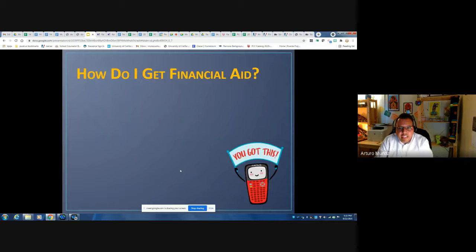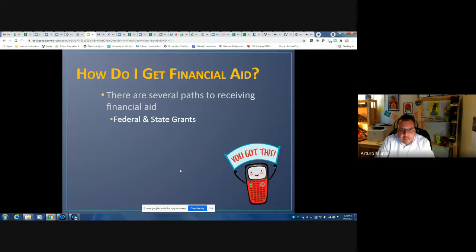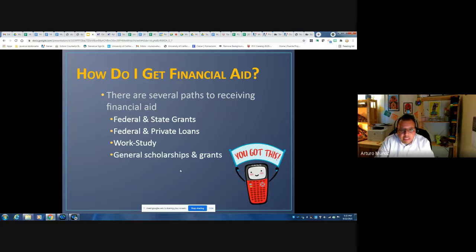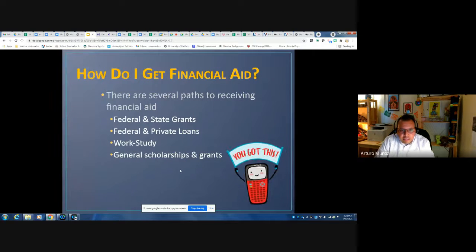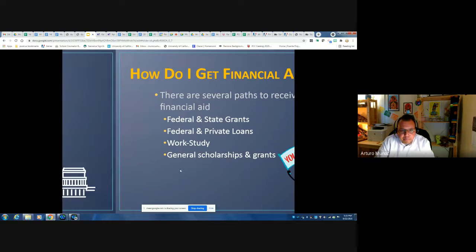So how do I get financial aid again? There are several paths to receiving financial aid: the federal and state grants, the federal and private loans, work study, general scholarships and grants. So we'll break down those particular different types of financial aid.